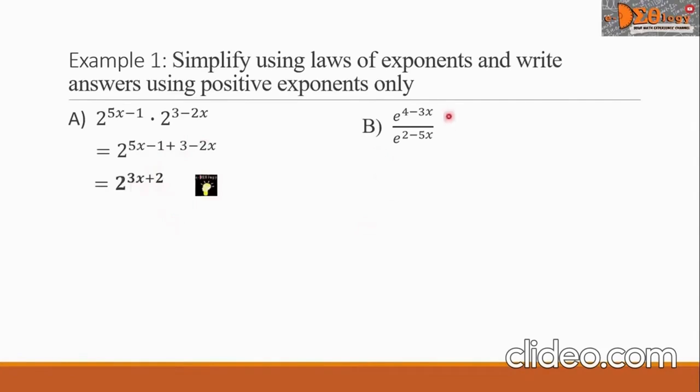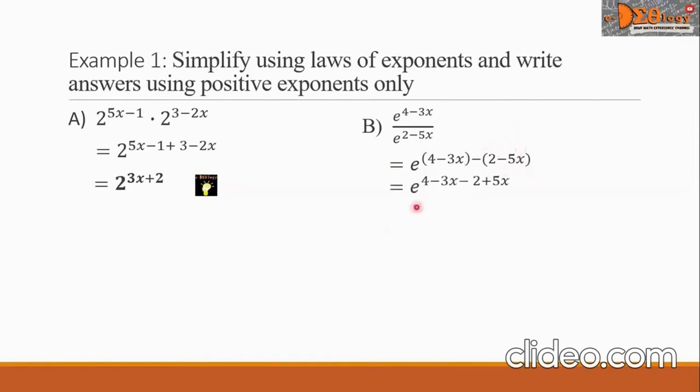For letter B, we have division of exponents with the same base, which is e. So we will subtract the exponents. So we have e raised to 4 minus 3x, then minus the exponent of the denominator 2 minus 5x. In the next step, we will remove the grouping symbol. In the first group, we can directly remove the grouping symbol, but for the second group, we need to change first the sign of the terms inside this grouping symbol.